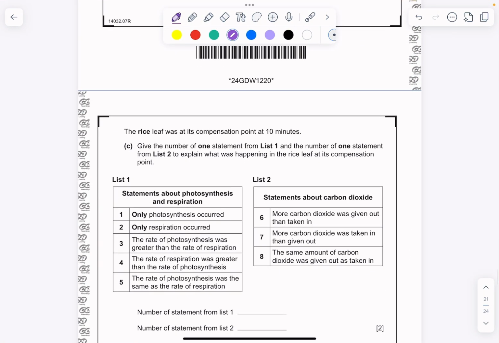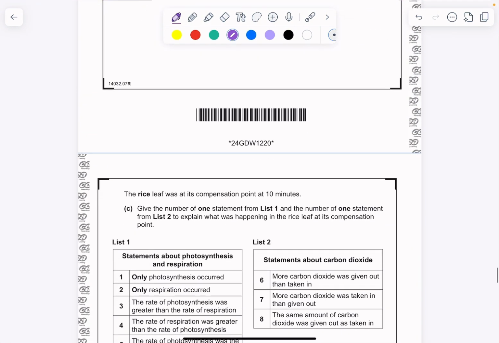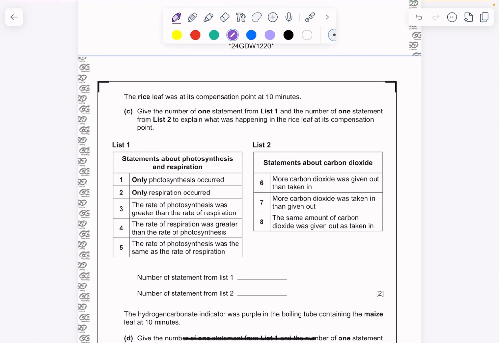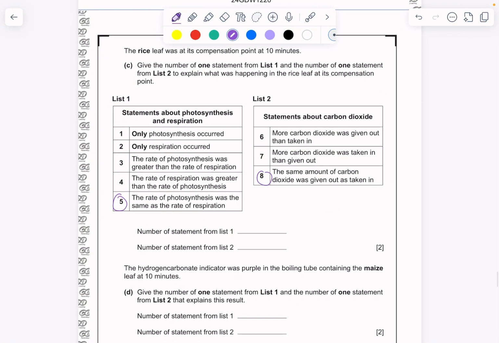The rice leaf was at a compensation point at 10 minutes. We already said that because the colour was red. Give the number of one statement from list 1 and one from list 2 to explain what's happened to the rice leaf at the compensation point. So we know the rate of photosynthesis is going to be equal to the rate of respiration, so we're going to have statement 5 here. And then for list 2, the reason is that the same amount of carbon dioxide was given out as taken in, so statement 8. So put your numbers down below here, 5 and 8.